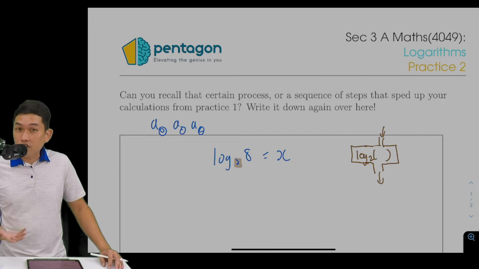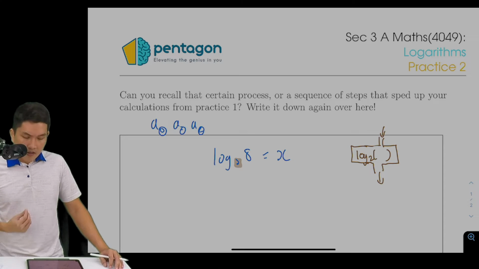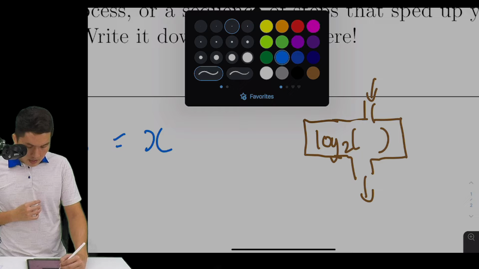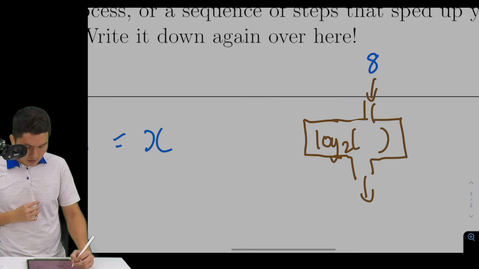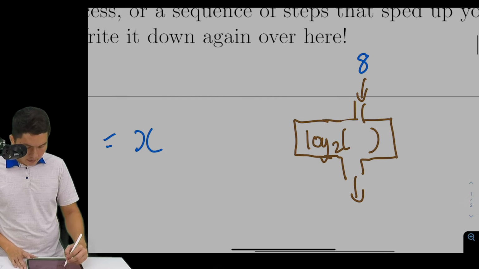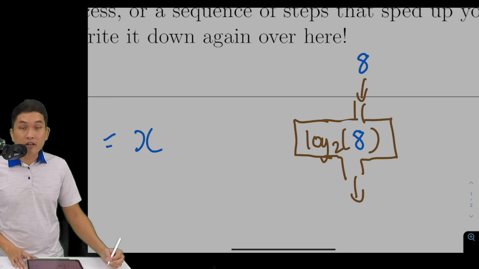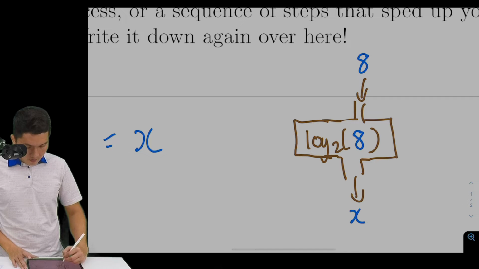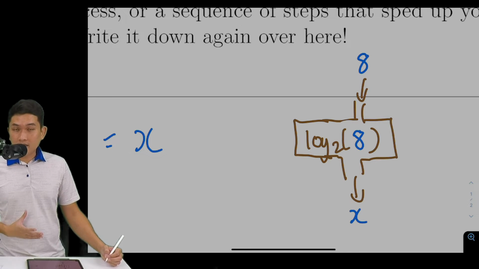Sometimes I say log function because it's really just a machine. And what this machine does, if you look carefully, is that it takes in an input. In this case, it's 8. So you put 8 into this machine. This machine is rectangular. You put things in and things come out. And this 8 will sit nicely in this bracket here, that's where the input sits. And what comes out as a result will be x.